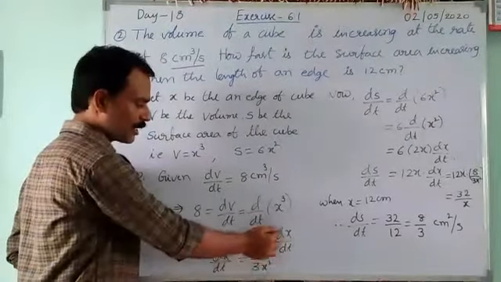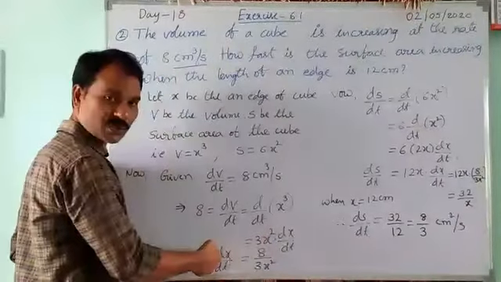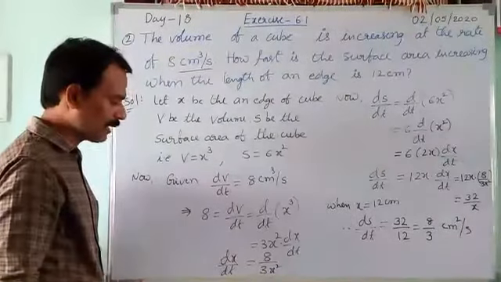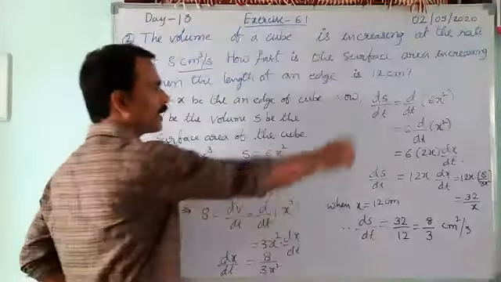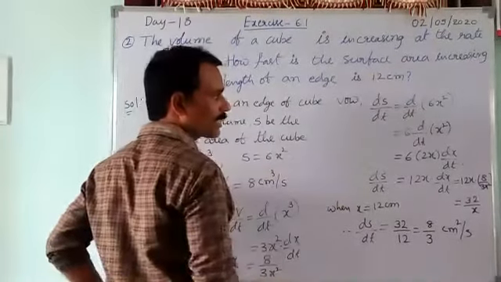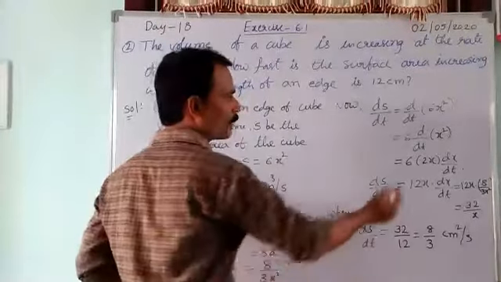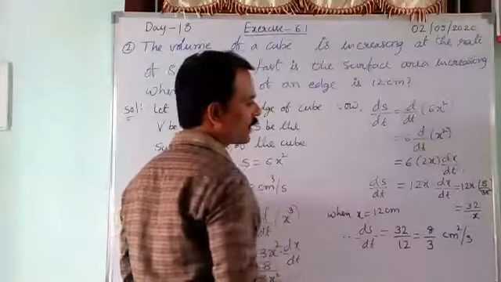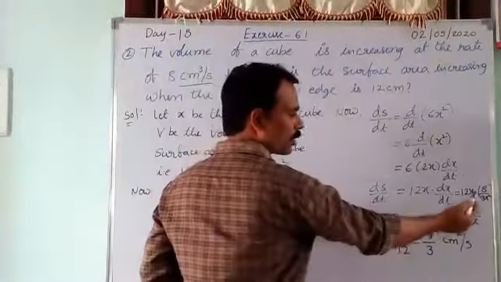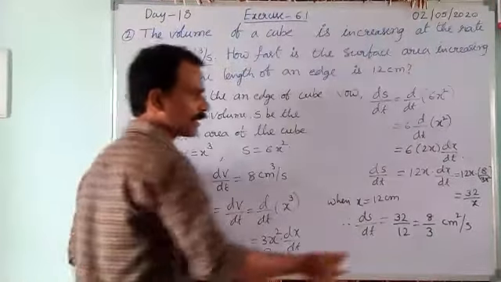That is 3x square into dx by dt, and this value is transposed to the left side. You will get dx by dt equal to 8 by 3x square. Now ds by dt, I am going to calculate the surface area. ds by dt is equal to d by dt of 6x square, so 6 into 2x into dx by dt, 12x into dx by dt, where dx by dt is 8 by 3x square.